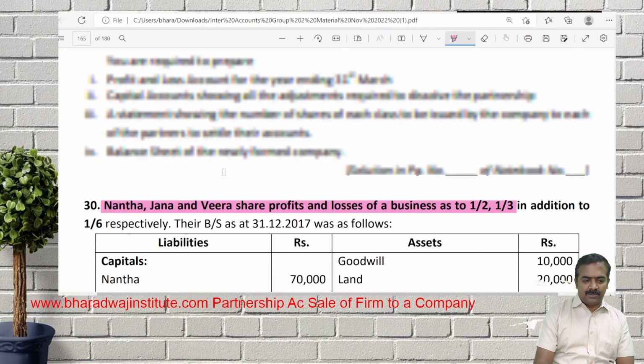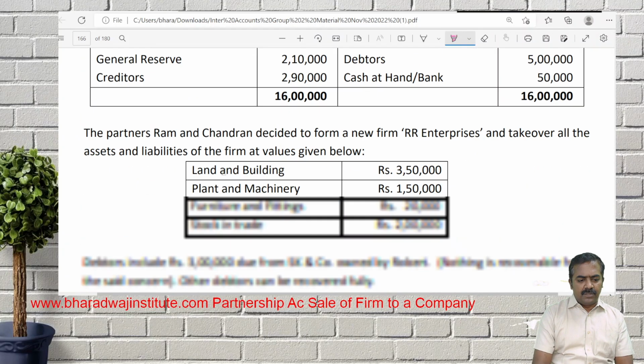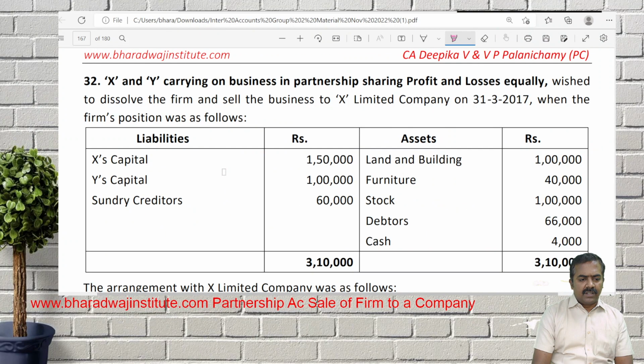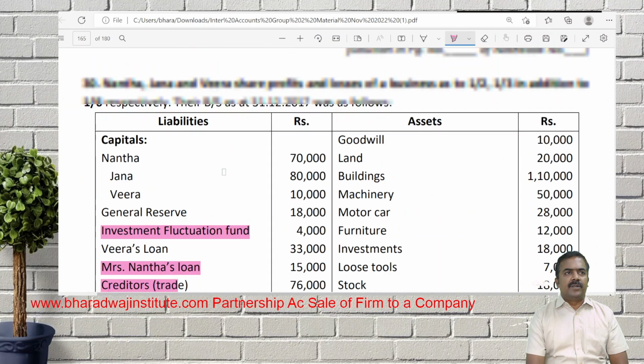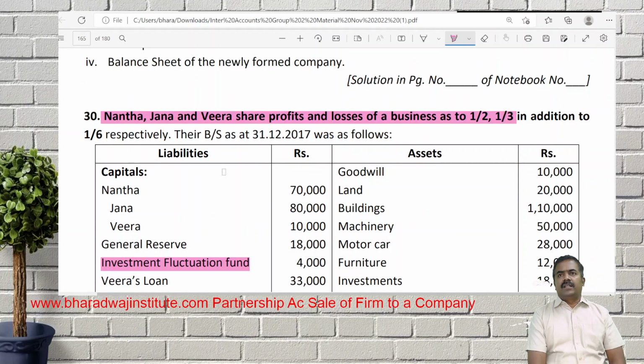But try this at home. Next class we will do 30 and 31. With that, sale of a firm to a company will get over. Thereafter, we will move on to amalgamation of firms.